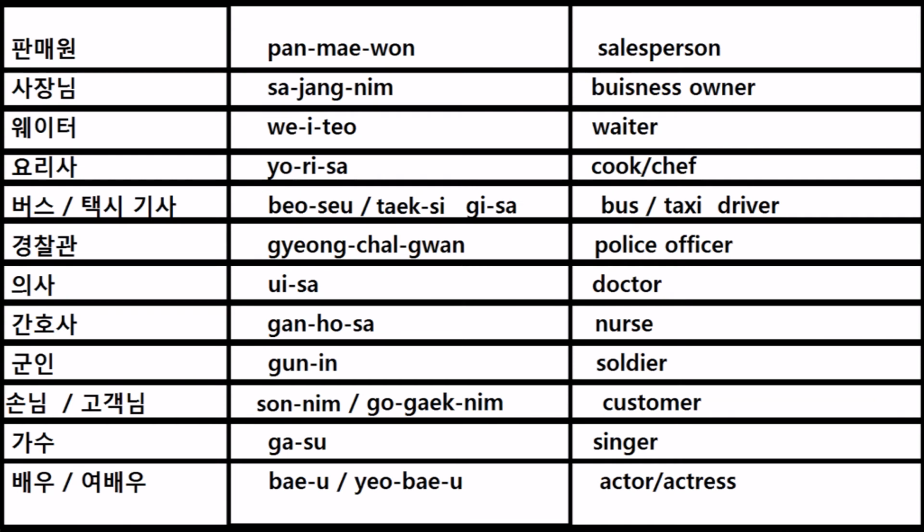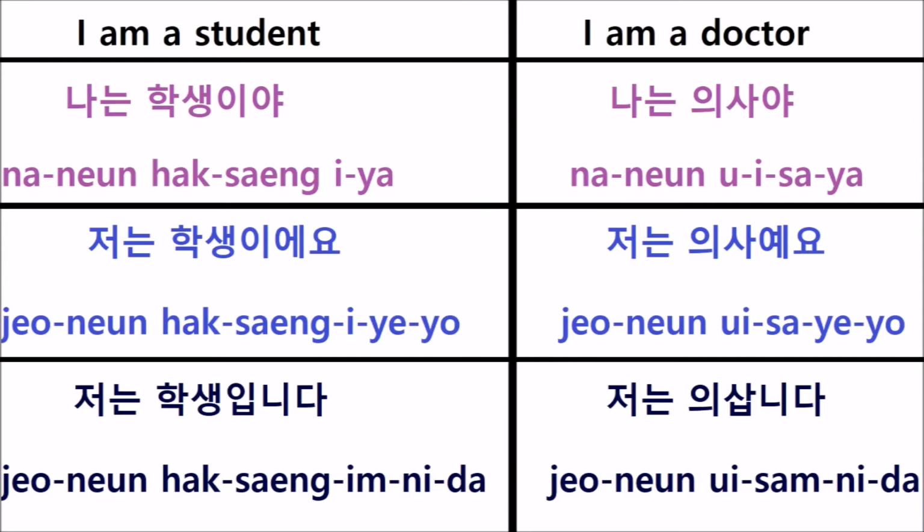Let's say our occupation. Here's a list of jobs that I used in another video. If you do not see your job here, then head over to an online translator. Here are two examples, one ending in a vowel and one ending in a consonant. Casual. 너는 학생이야. 너는 의사야. Polite. 저는 학생이에요. 저는 의사예요. Formal. 저는 학생입니다. 저는 의사입니다.